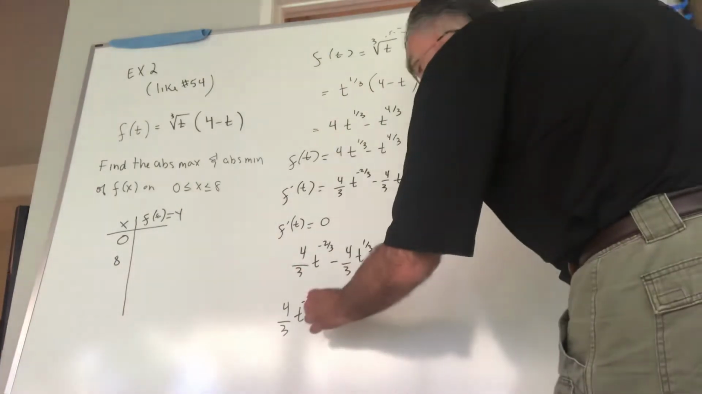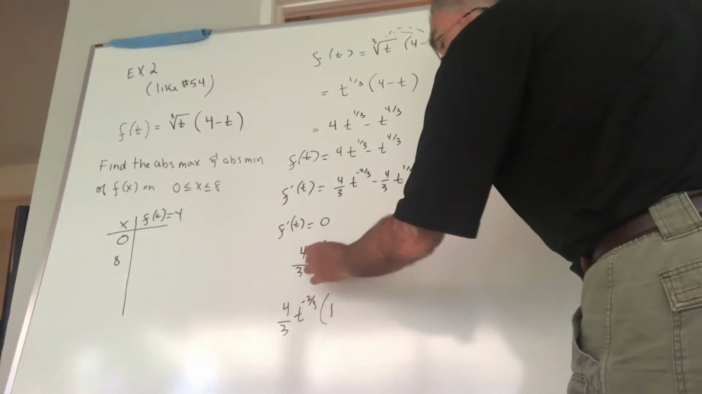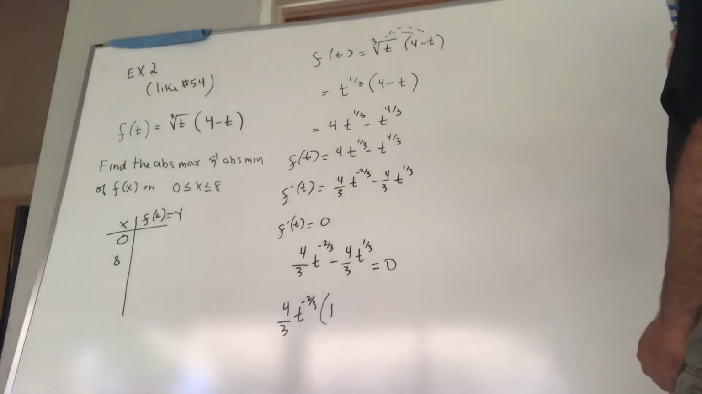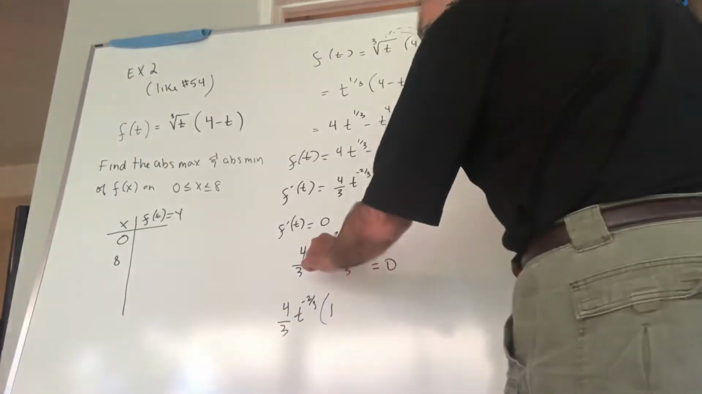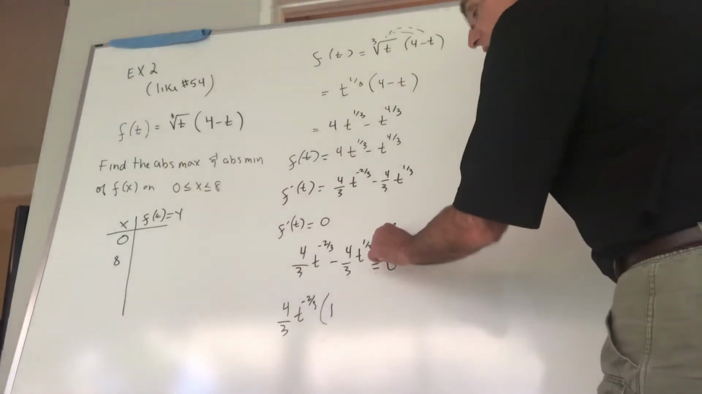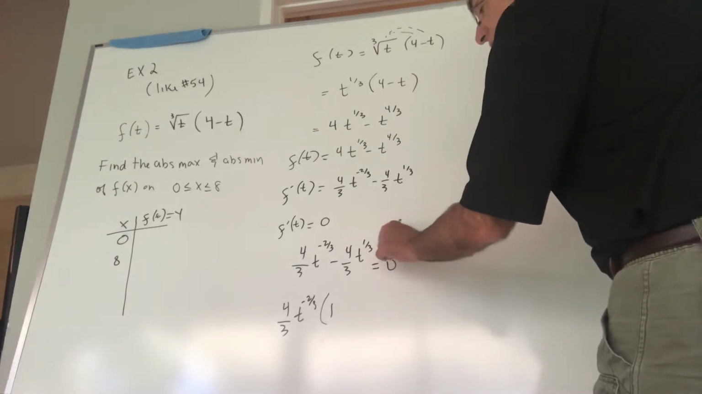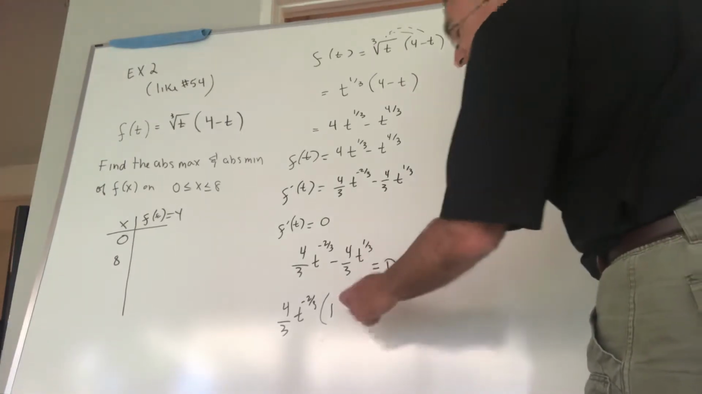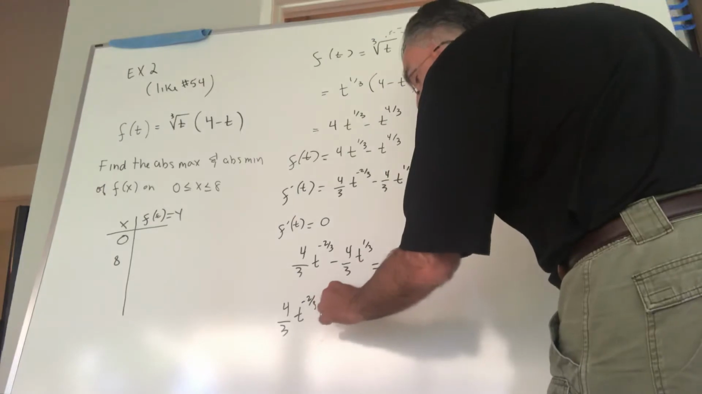What that means is I factored everything out of there. Remember, you still have to hold the place with a 1, of course. Now remember, if I subtract a negative 2/3, that's actually adding 2/3. 2/3 plus 1/3 is 1.